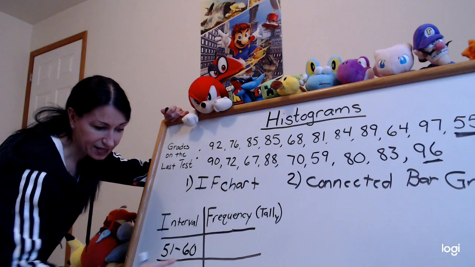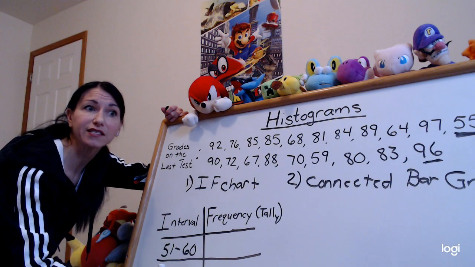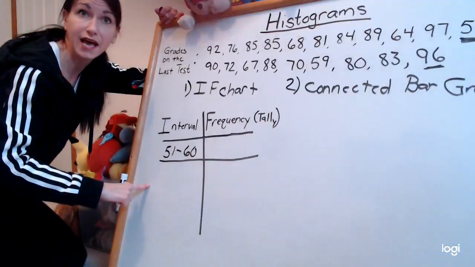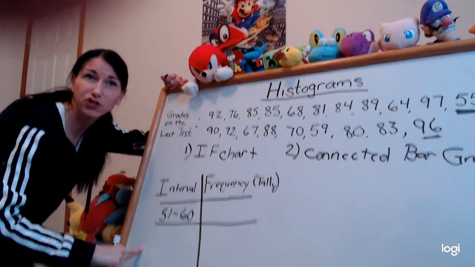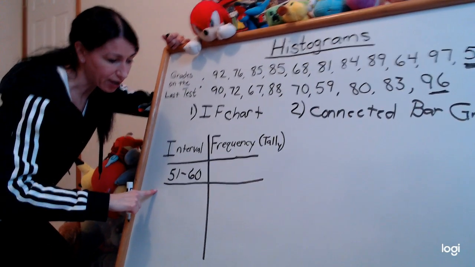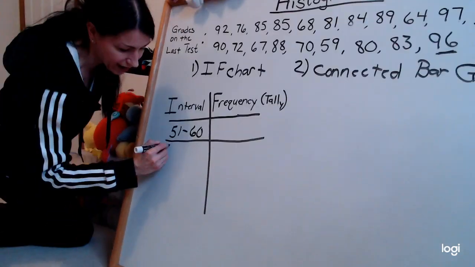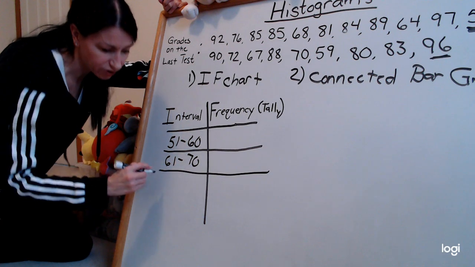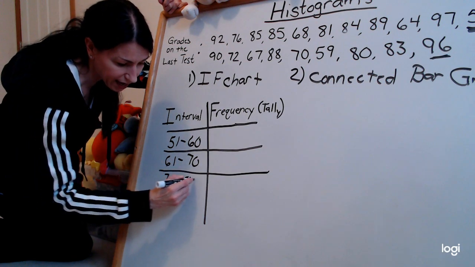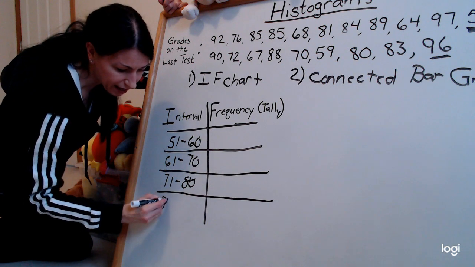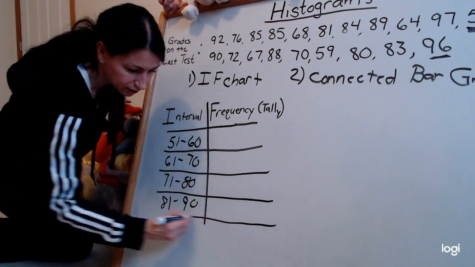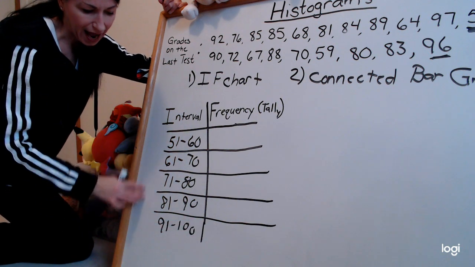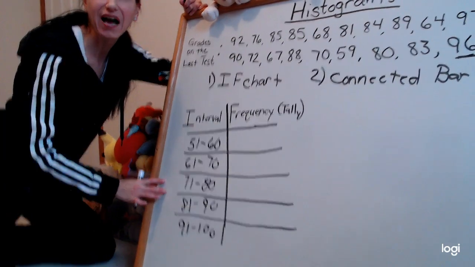Then I'm going to add 10 to both of these numbers because your interval has to stay constant. I can't have this one go by 3 and this one go by 10. That's not fair. It would skew what the data looks like. So your interval must be constant. So I add 10 to both. 61 to 70. Hey, and in college, these are the actual grades. 71 to 80, 81 to 90, and 91 to 100. Your goal is to have somewhere between 5 to 8 bars.